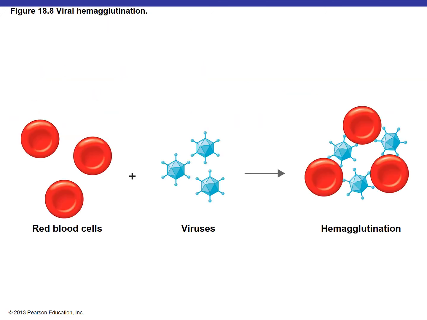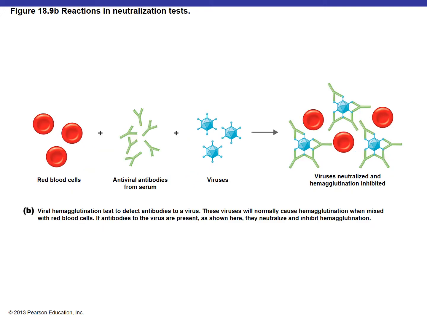So here is hemagglutination caused by a virus. The virus is clumping together the red blood cells, which is called hemagglutination. You have an antibody against that virus. That would be a neutralization antibody. The antibody can bind to the virus and prevent the virus from agglutinating the red blood cells.